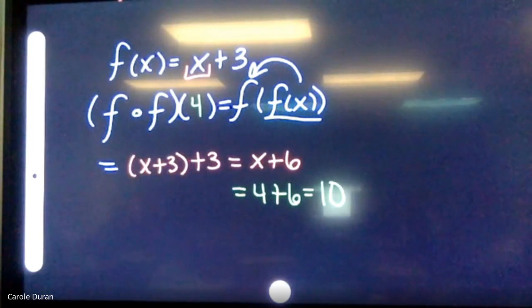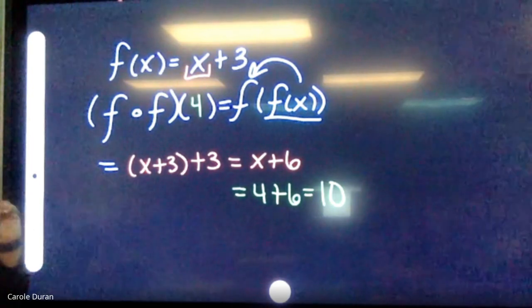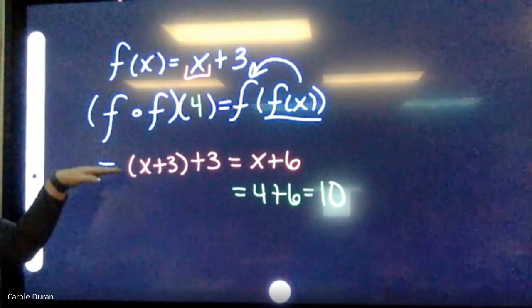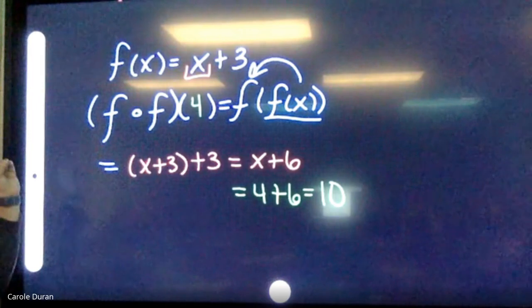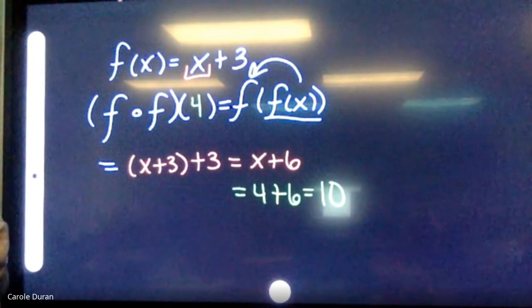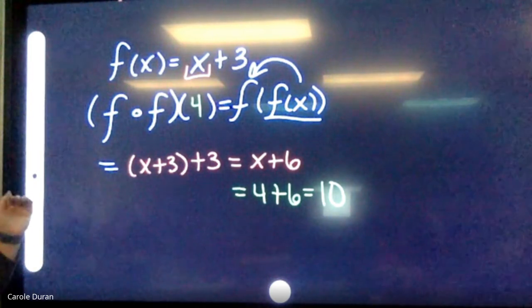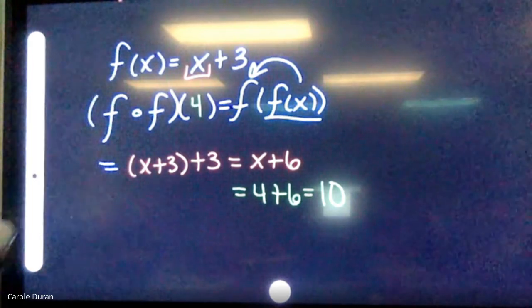How do we feel about that? There are, just like before, 2 ways that we can solve compositions solved at specific values. This is the first way, where we simplify the composition first and then plug the value in. The second way is to plug the value in first, plug that answer into the outside function, and solve it that way. So we're going to do that using the same function, just so you can see how they compare.